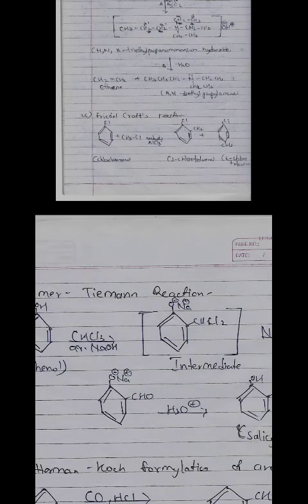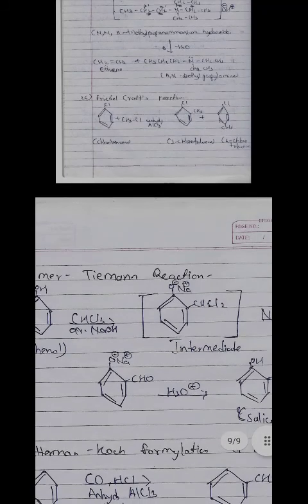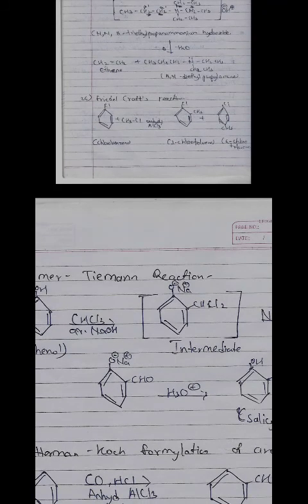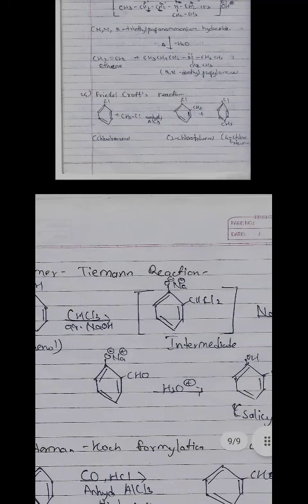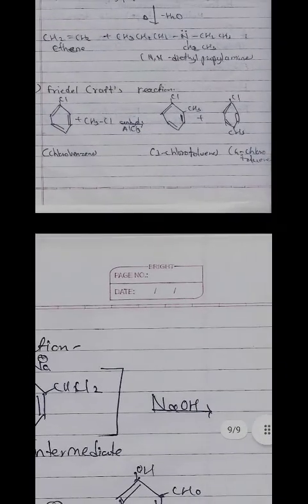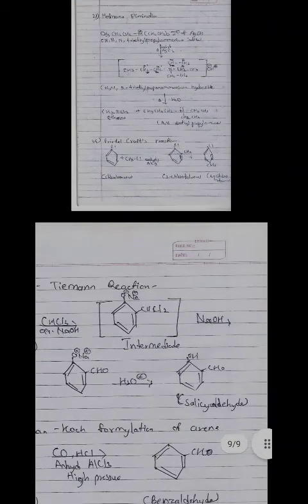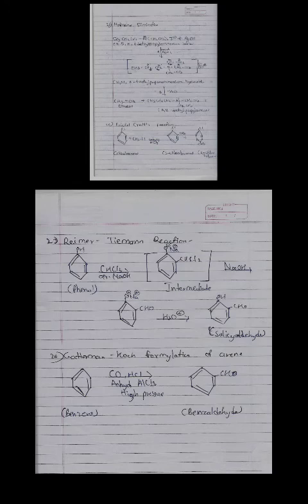The 24th reaction is the Friedel-Crafts reaction. In this, chlorobenzene plus methyl chloride in the presence of aluminum chloride, we get 1-chloro-2-methylbenzene and 1-chloro-4-methylbenzene. Obviously, the para product is more stable, which means the second is the major product.